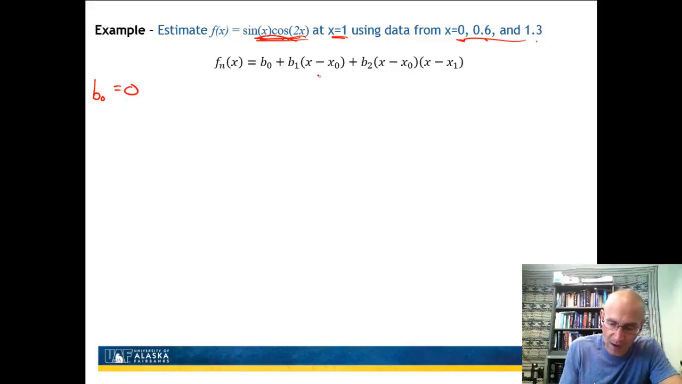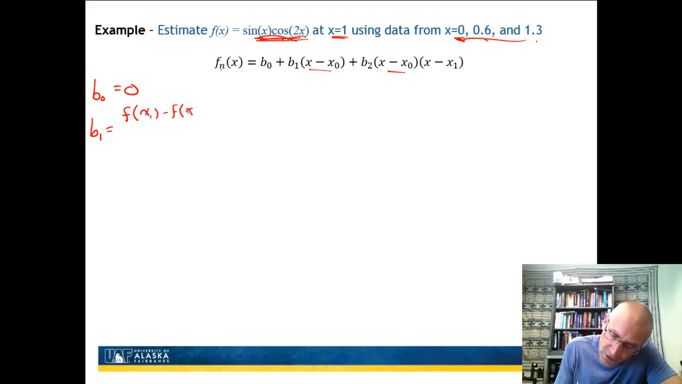The reason for that is, well, I'm just going to set x to x0. And if I do that, that term's going to be 0 and that term's going to be 0. And I just have f of x is equal to b naught. And this function, sine x cosine 2x at x equals 0, is 0. So b0 is pretty simple. Now let's find out what our b1 parameter is. And our b1, remember, is the function value at x1 minus the function value at x0 over x1 minus x0, right? And so we find out what those points are. And if I do that, that's 0.2046 minus 0 over 0.6 minus 0.